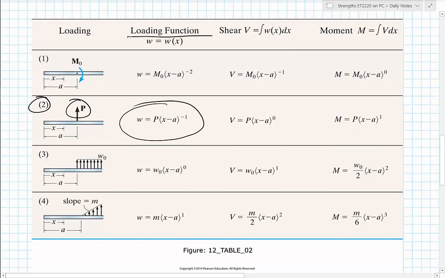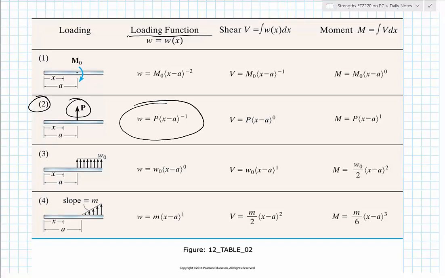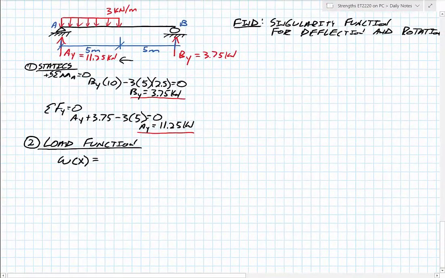My load due to that point load, or my loading function, is P times the bracket x minus A to the negative 1. So putting it in here, P is the magnitude of the force. Our force is 11.25. It's our reaction. And then I have my brackets, x minus A. Now A is the distance from the left-hand side. In this case, it's 0. And that is to the negative 1 power.